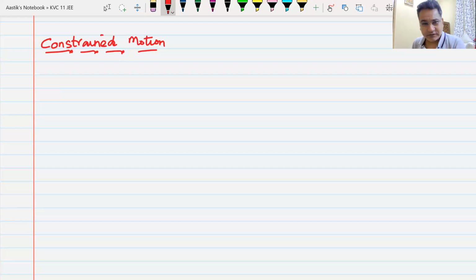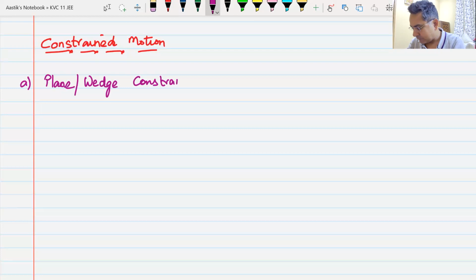Now, there are two or three types of restriction that you have to understand. One of those types we have already dealt with. That is known as the plane constraint or the wedge constraint. Now, what do you mean by this plane constraint or the wedge constraint?